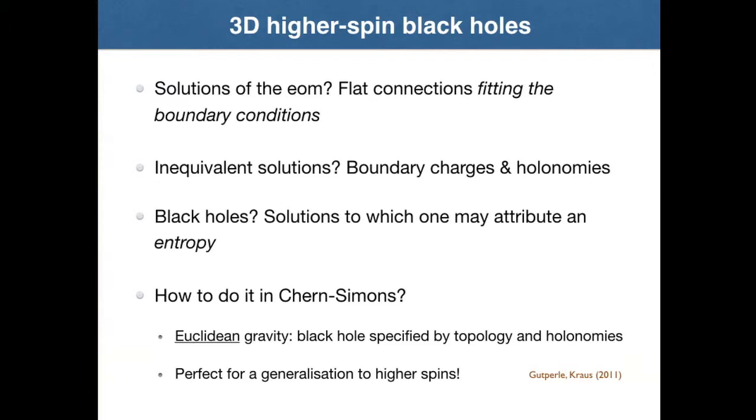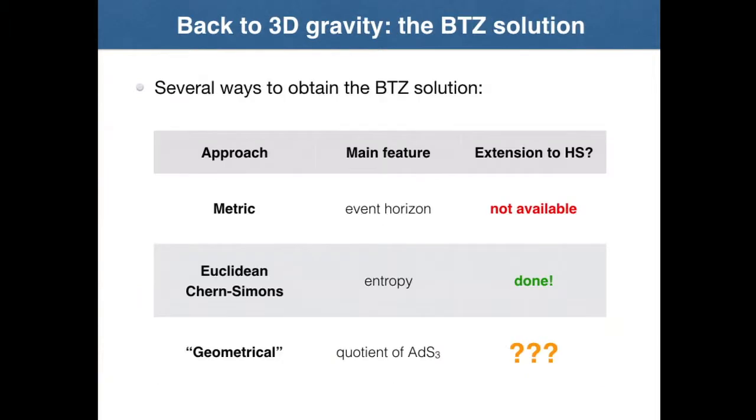And the great advantage of this formulation is that it's perfect for generalization to higher spins. It only uses Chern-Simons data, and indeed the higher-spin black hole solutions were first proposed within this formulation by Gutperle and Kraus in 2011, and this gave rise to all the subsequent developments in the literature. But if we go back to gravity, actually there are many ways of characterizing a black hole solution. So one possibility is the one that we learn in textbooks.